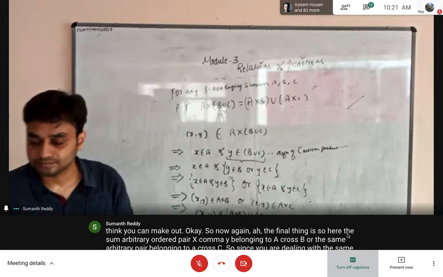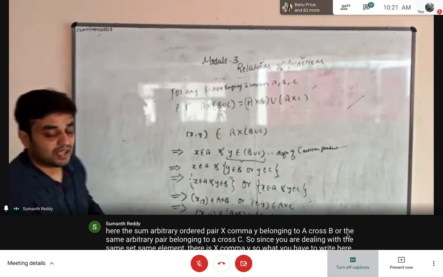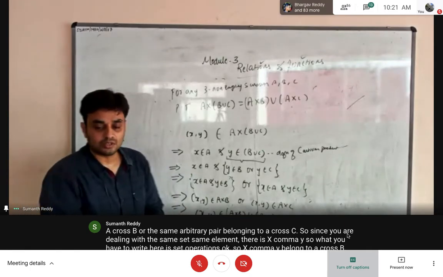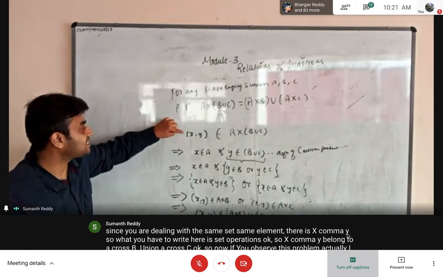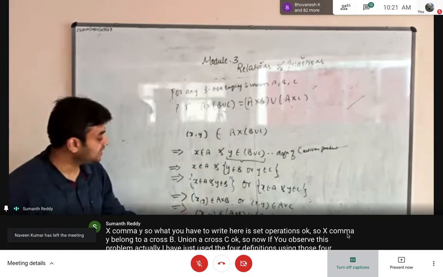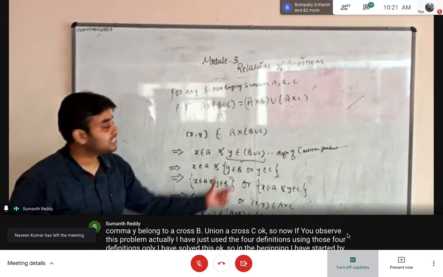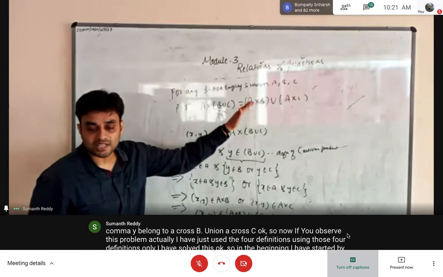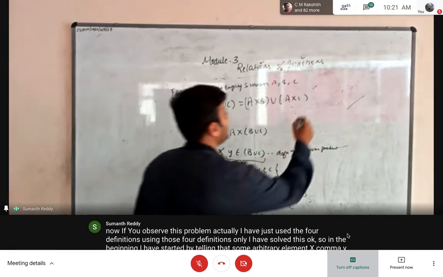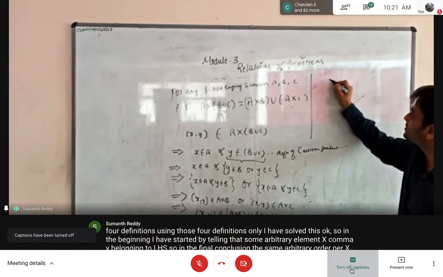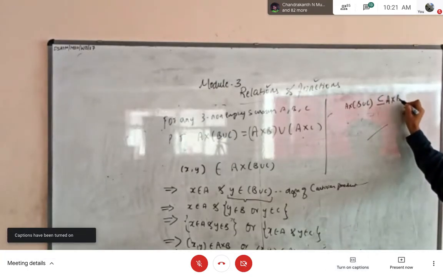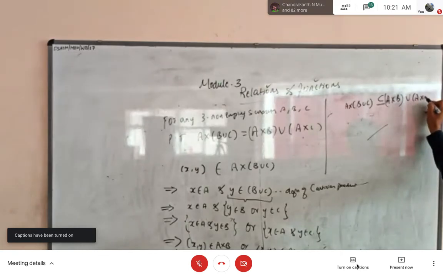Okay. So now, if you observe this problem, I have just used the four definitions. Using those four definitions only, I have solved this. In the beginning, I started by taking some arbitrary element x comma y belonging to LHS. In the final conclusion, the same arbitrary ordered pair x comma y is also belonging to RHS. So what is the conclusion? It is very simple. The LHS, that is A cross of B union C, is a subset of A cross B union A cross C.